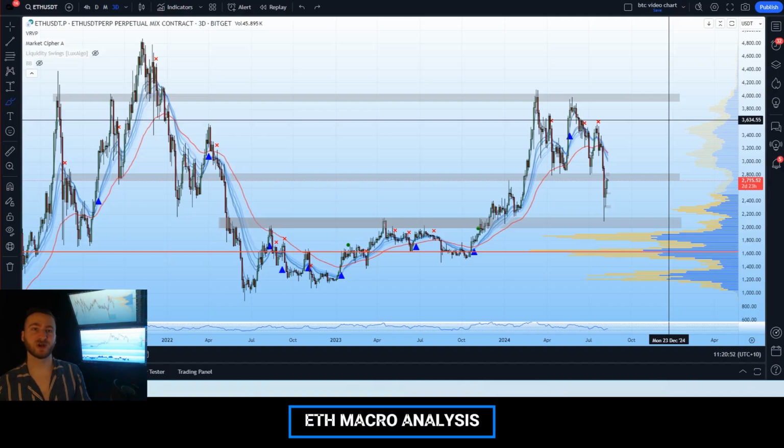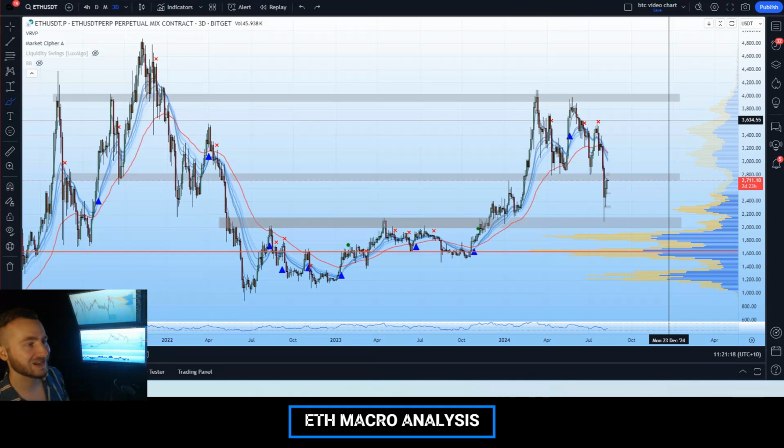Okay guys, let's go ahead and jump into it. We're going to be doing a macro and short-term analysis for Ethereum, discussing the critical levels you should be paying attention to on the high time frame chart, whether or not Ethereum is going to see a continuation higher or a correction. We're also going to be jumping deep into the short-term price action, discussing exactly what is happening and what you should be expecting moving forward.